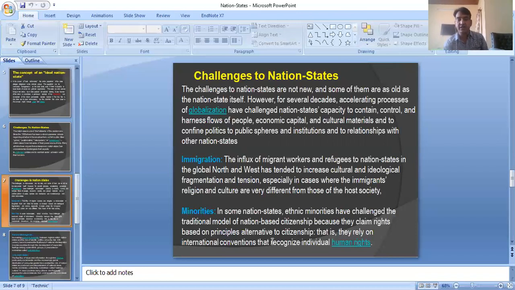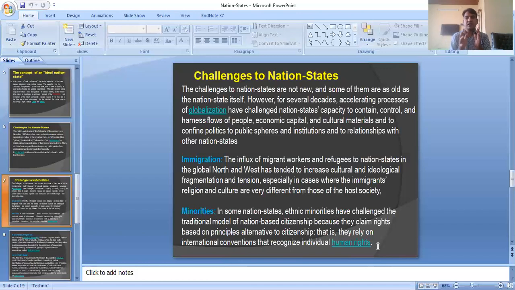Then we have minorities. In some nation states, ethnic minorities have challenged the traditional model of nation-based citizenship, because they claim rights based on principles of alternate citizenship. They rely on international conventions and recognized individual human rights. Whichever country you go to, every nation state has this problem; every country has minorities.